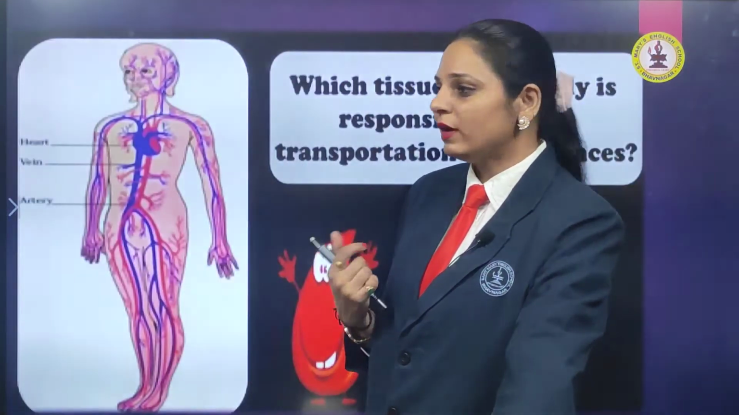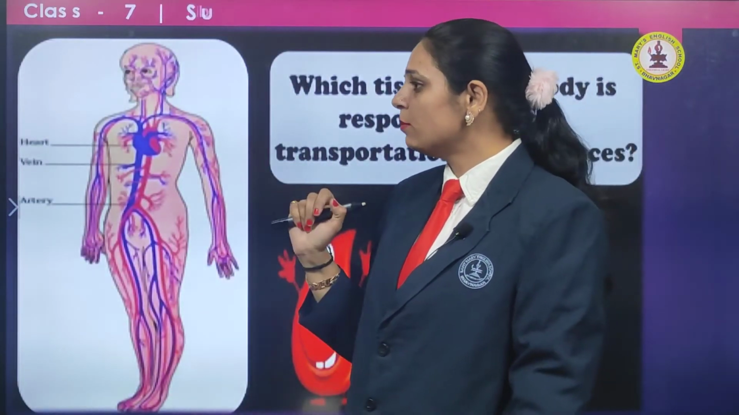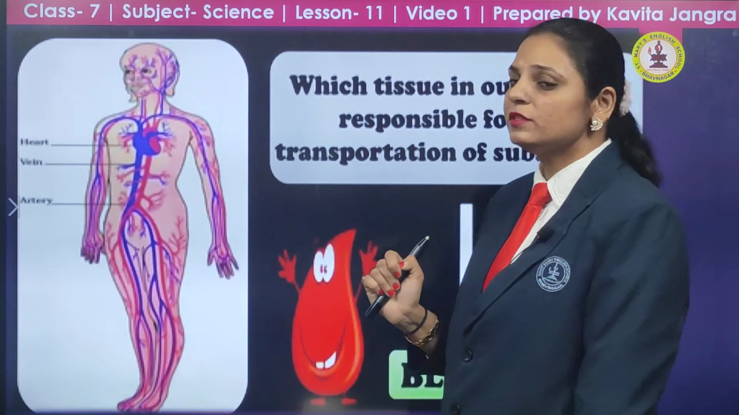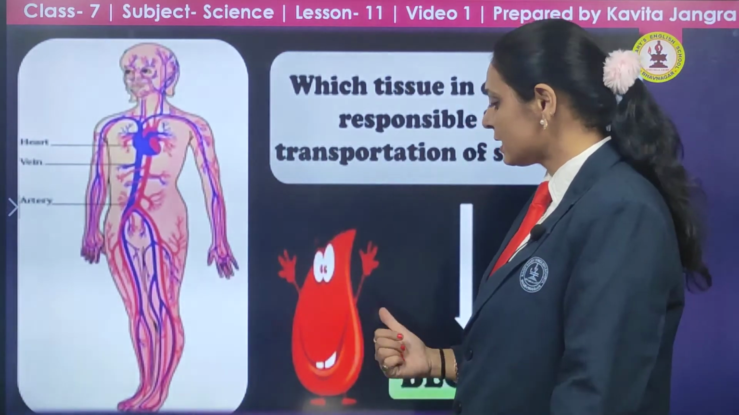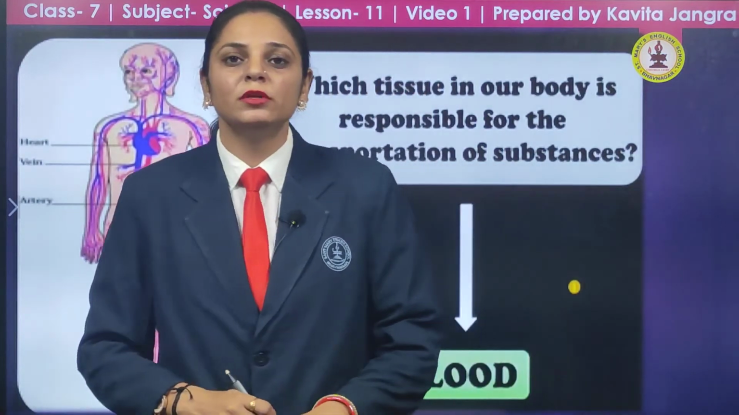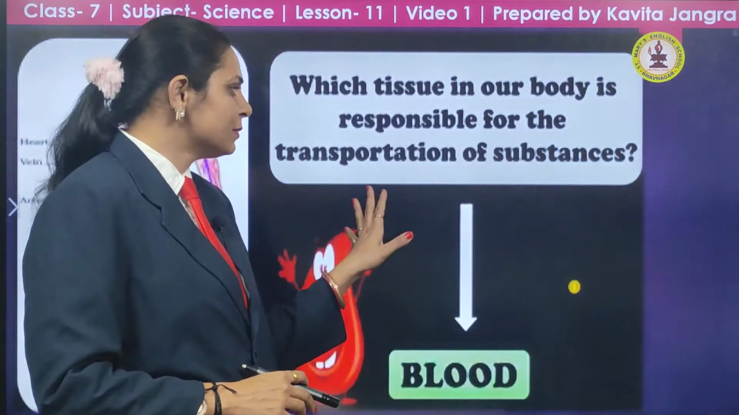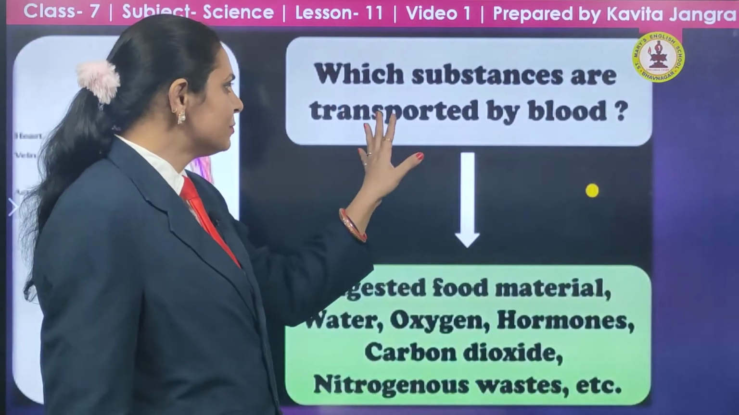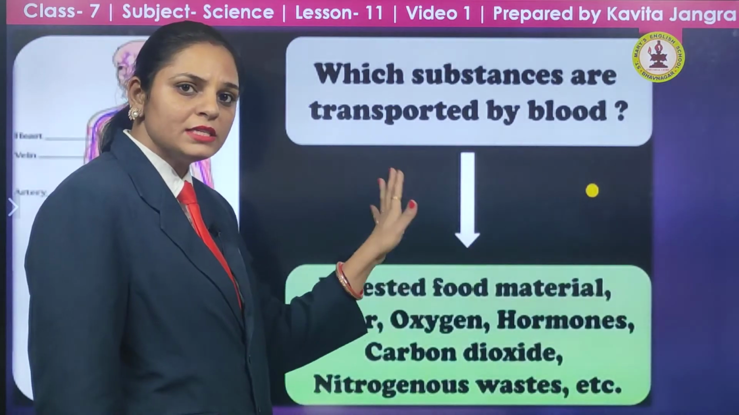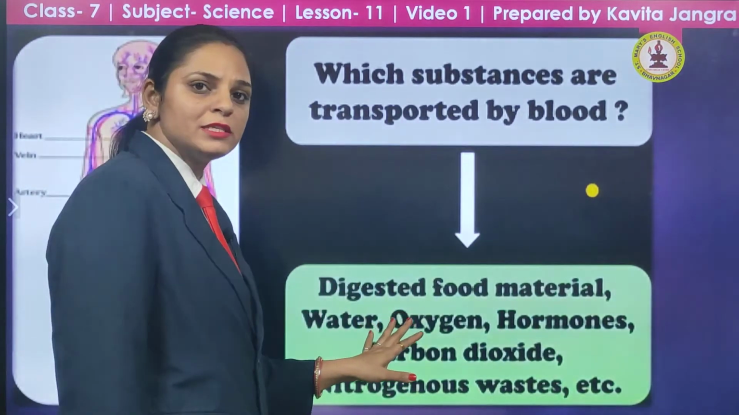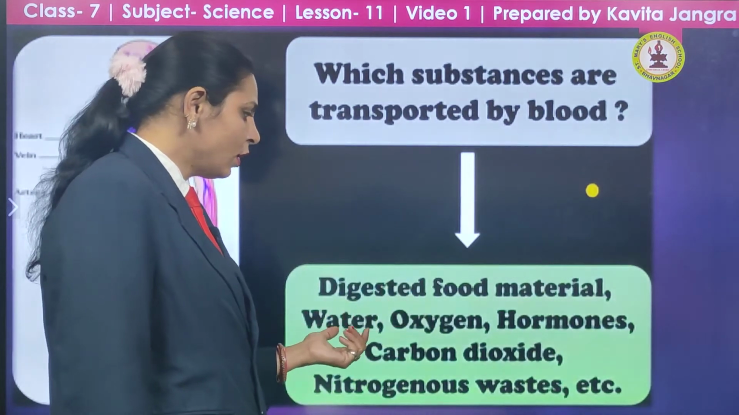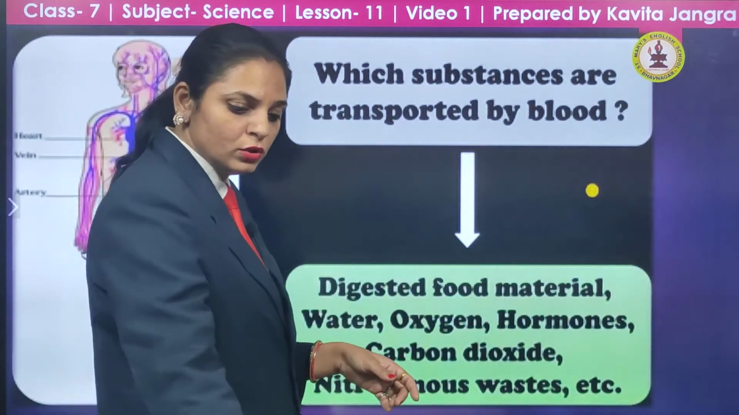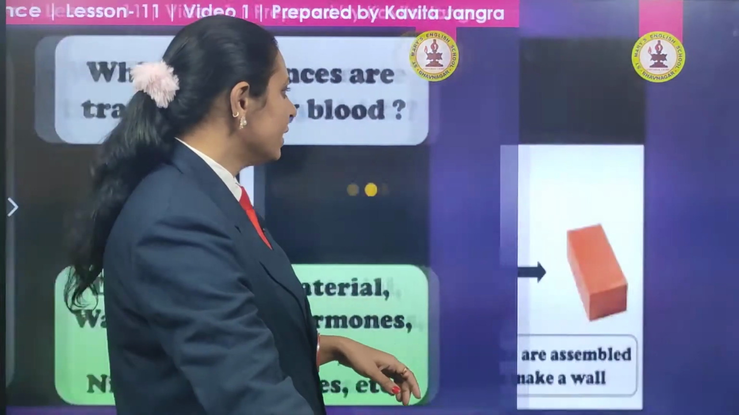It is not only that one part needs it. So this is our body and the structure. Which tissue in our body is responsible for the transportation of substances? Do you know that? Yes, exactly, the blood. Blood is responsible for the transportation of these substances in our body. So how does this blood carry on? Now which substances are transported by the blood? We say the medium is the blood. Now which substances are transported? Digested food material, water, oxygen, hormones, carbon dioxide, even the nitrogenous waste also. These are being transported through the blood.